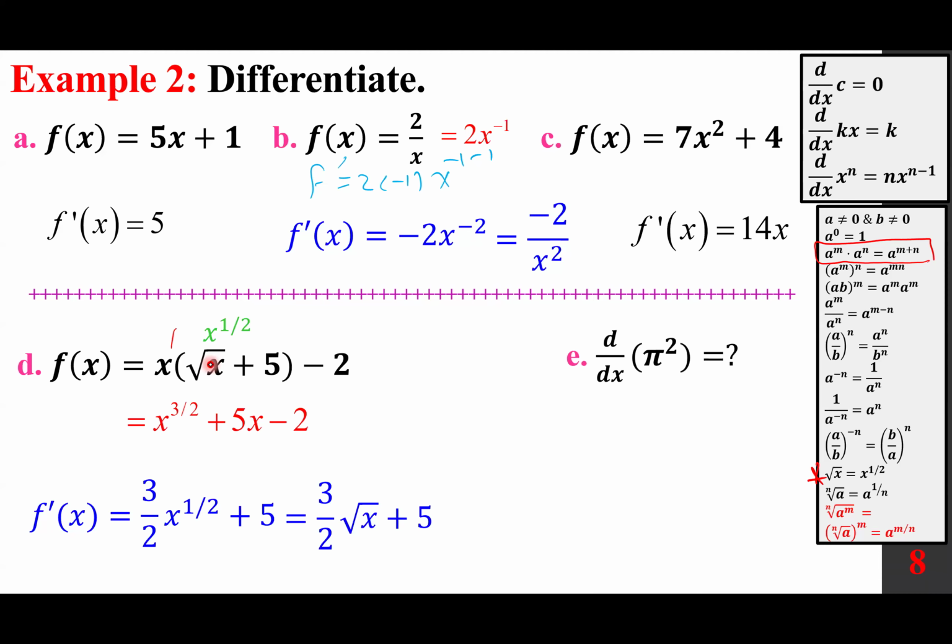All right, d dx of pi squared. What we should notice is that pi or pi squared or e or 1 or 2/3 or 1,000, they are all numbers. The derivative of any number is 0.